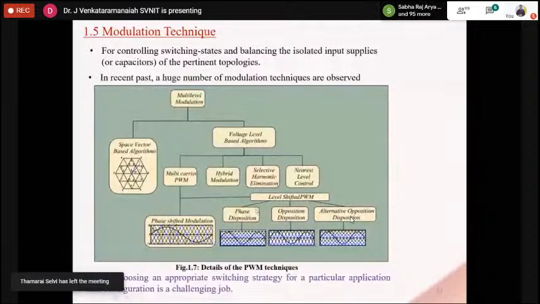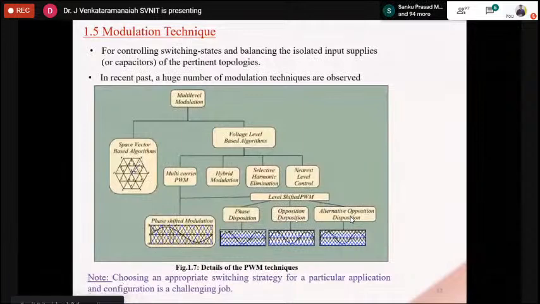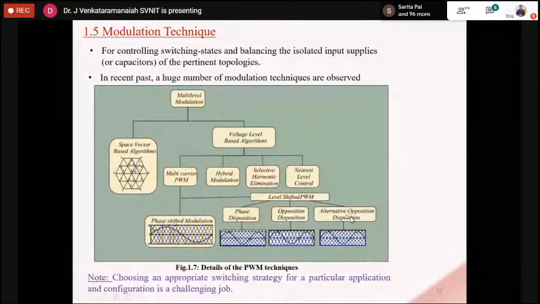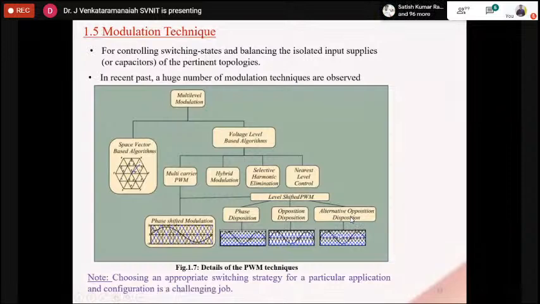It is further classified into three types. One is PD, phase disposition, where all carriers are positioned in the same way. Another kind is phase opposition disposition, where the positive portion will have one phase and the negative portion of the carriers are out of phase by 180 degrees. And the last one is the alternative phase opposition disposition technique, where alternate carriers are out of phase by 180 degrees.